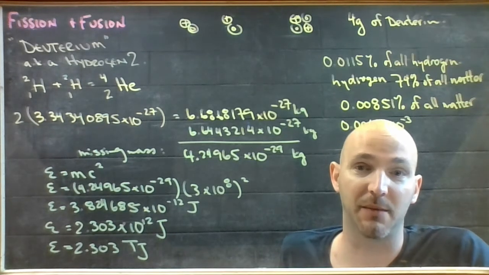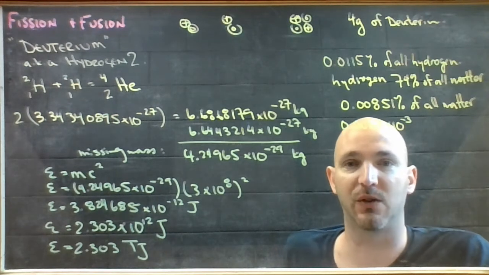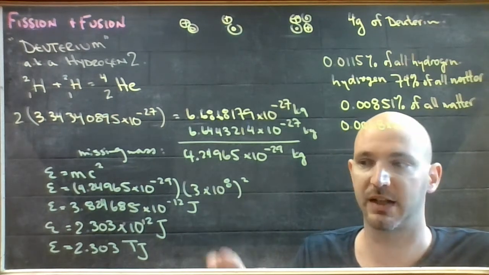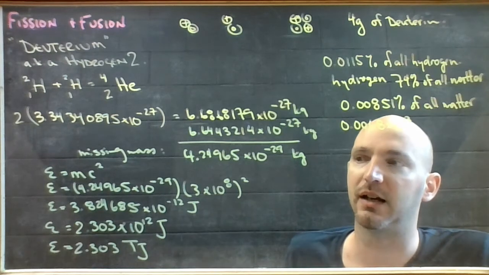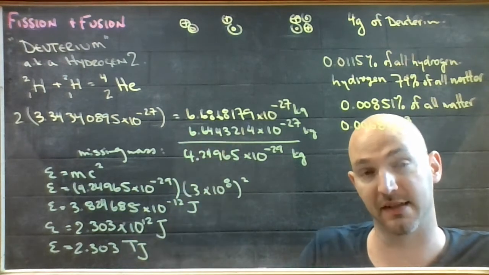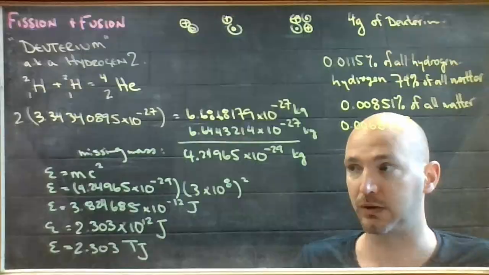So inside the problem set, there's just a bunch of atoms. You're either taking a heavy thing and splitting it, or you're taking two light things and fusing them in order to see what the missing mass is and then convert that to energy per mole.